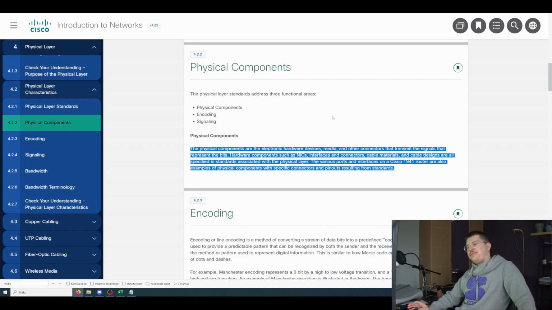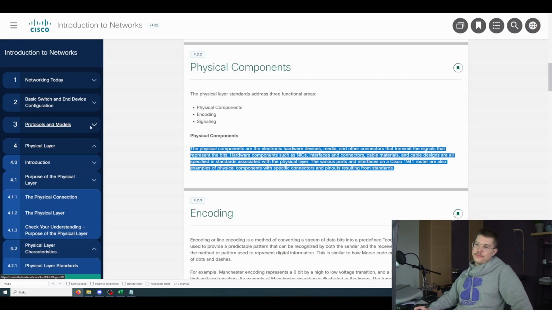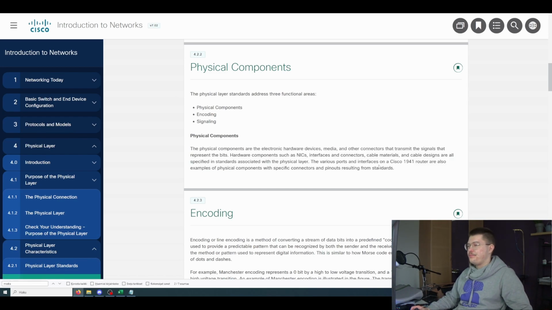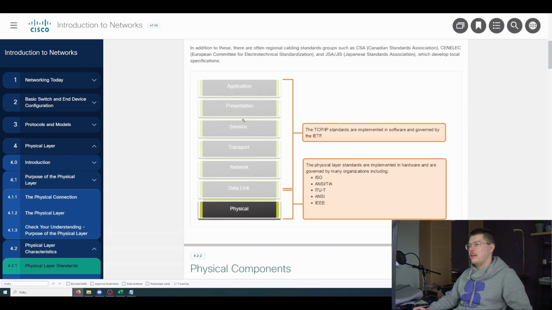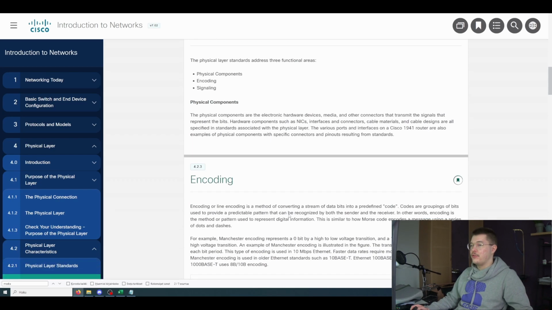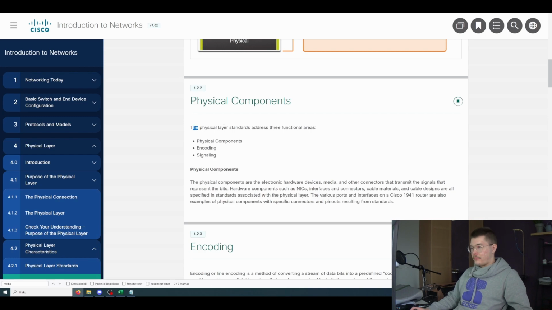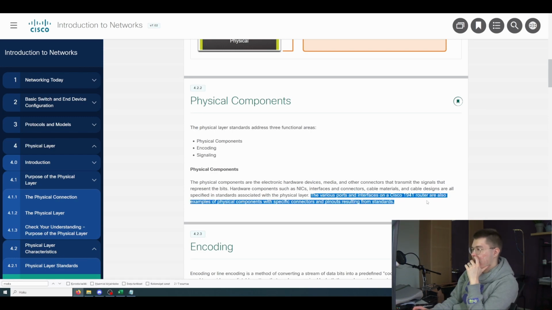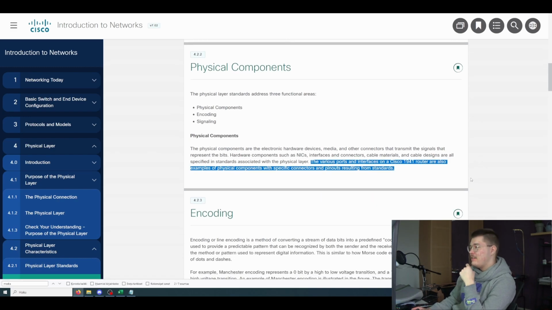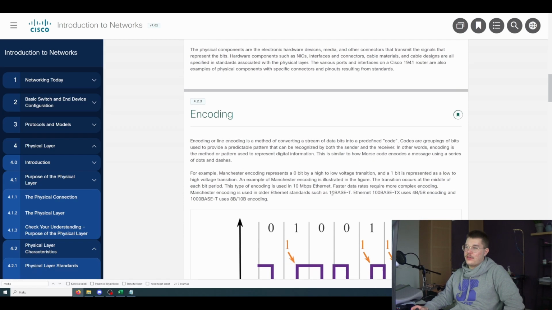I should take the protocols and models module again because I suck at it, because I just look at this and I cannot remember what these actually do, so I really should go back to that. Yeah, there's again the various ports and interfaces on a Cisco 1941 router are... I can skip that.